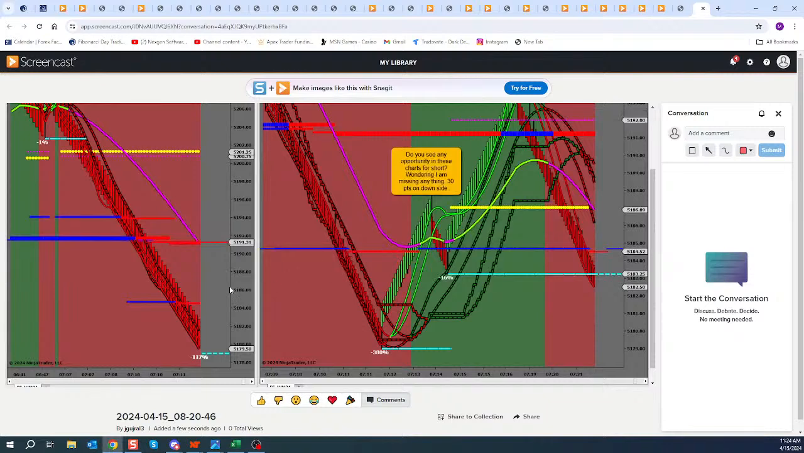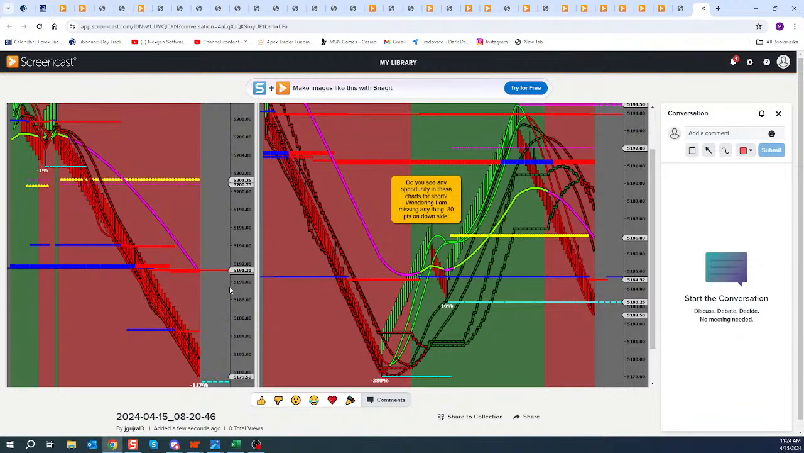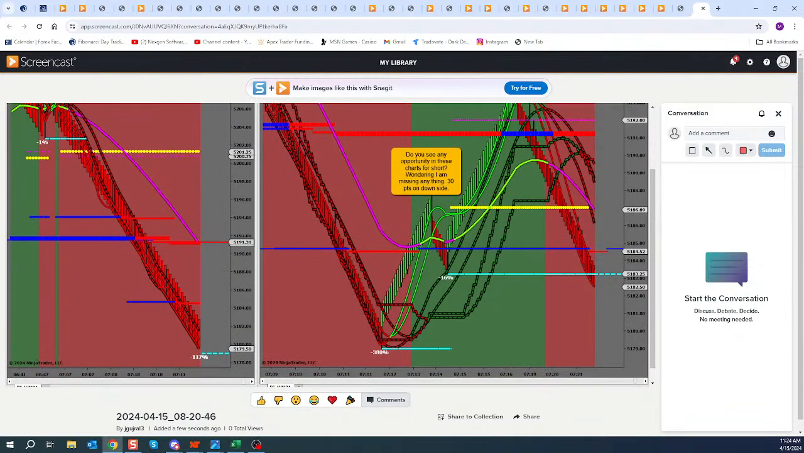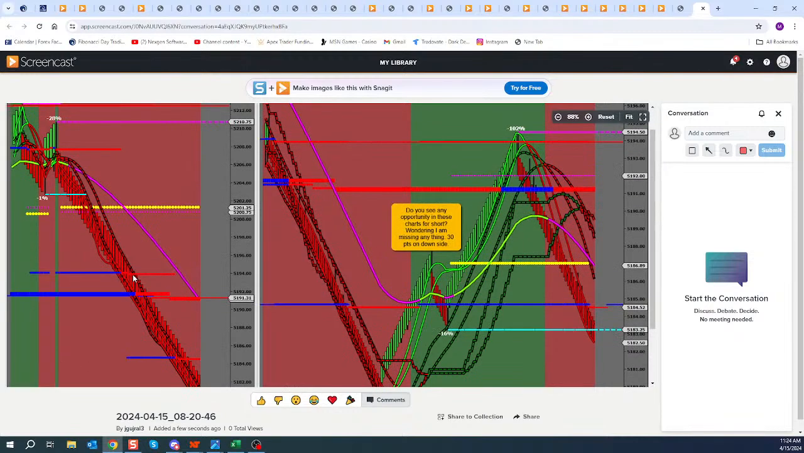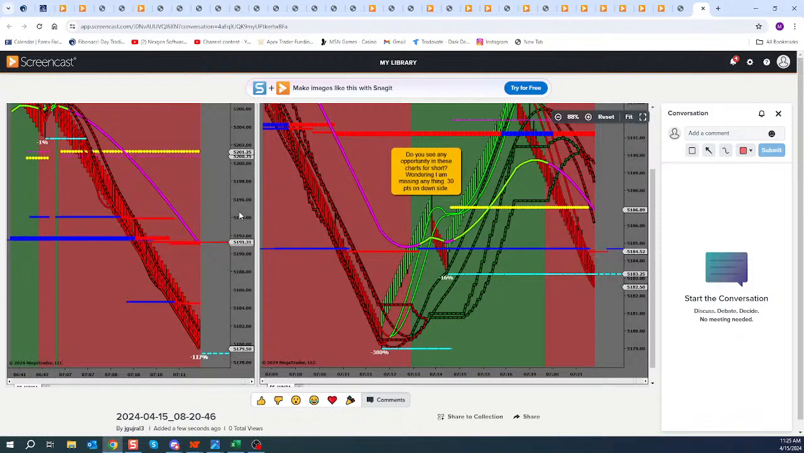Do I see any opportunities for short? Wondering if you're missing anything. You want to know the truth, Jas? No. Where did it come from? 94, right here. We're not lined up. One thing, Jas, is you're not showing me the most current information. So, and no, I just don't. There's not an opportunity. It was a giant, huge push down.